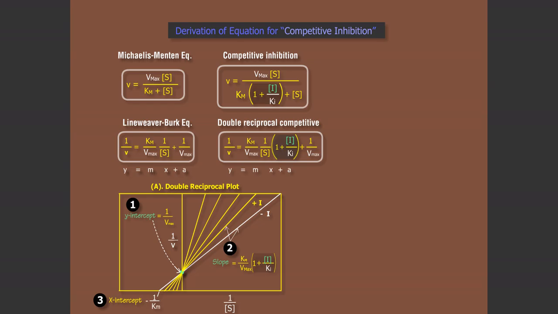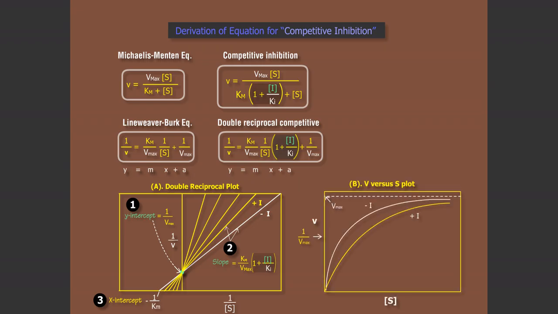If the slope changes while the intercept remains unchanged, the inhibitor is a competitive inhibitor. Similarly, in a plot of V versus S, Km changes while Vmax remains unchanged in the presence of a competitive inhibitor.